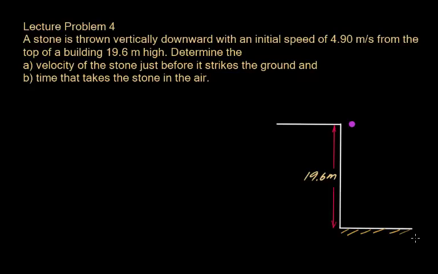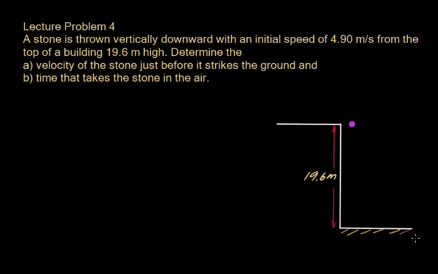Lecture problem 4. A stone is thrown vertically downward with an initial speed of 4.90 meters per second from the top of a building that is 19.6 meters high. Determine A, the velocity of the stone just before it strikes the ground, and B, the time that it takes the stone in the air. Clearly, this question is a one-dimensional kinematics question, and to be more precise, it is a free-fall question.